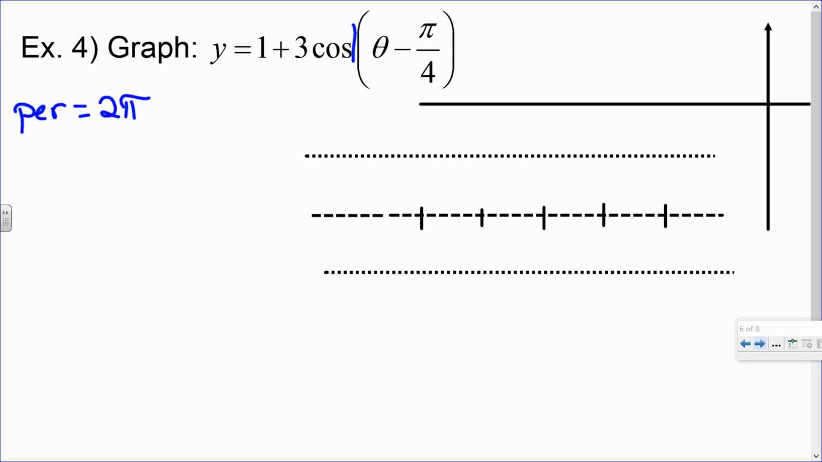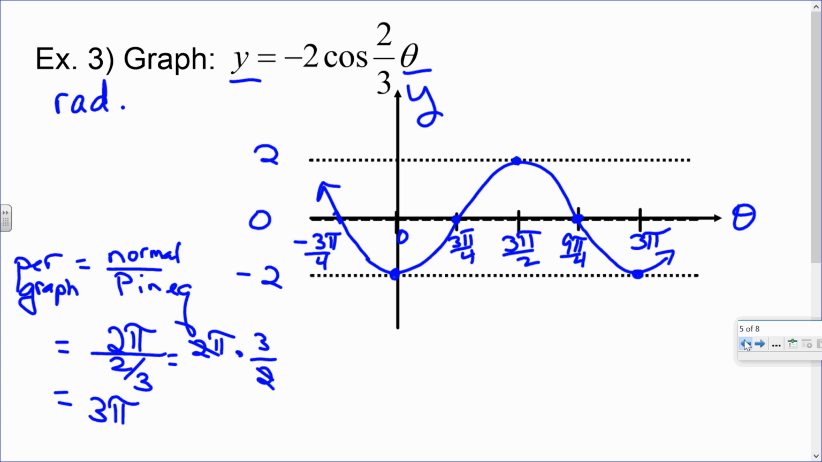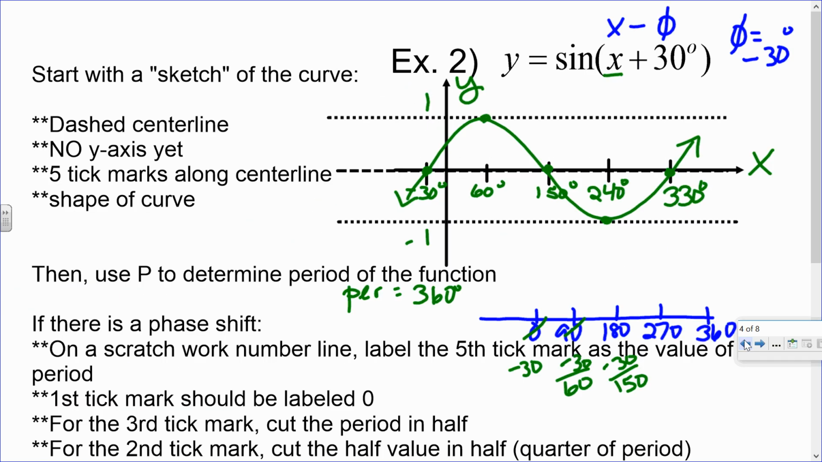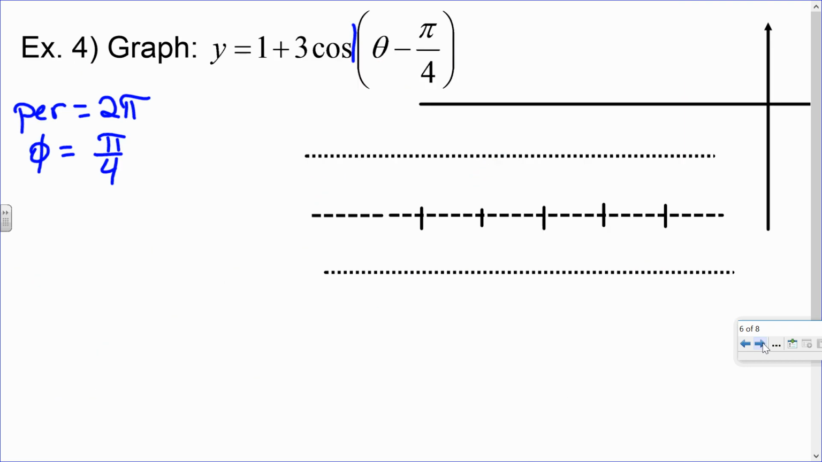Right. Do we have a phase shift for this one? Yes. What is phi for this one? It is positive pi over 4. And I didn't really stress it on this one, but with a plus, that meant a shift to the left. So when we subtracted 30, did we get a shift to the left for that graph? And we'll double check the same kind of thing with this one in a moment.